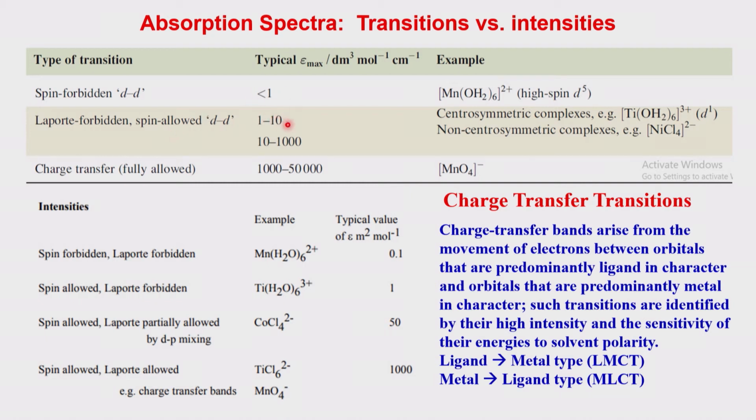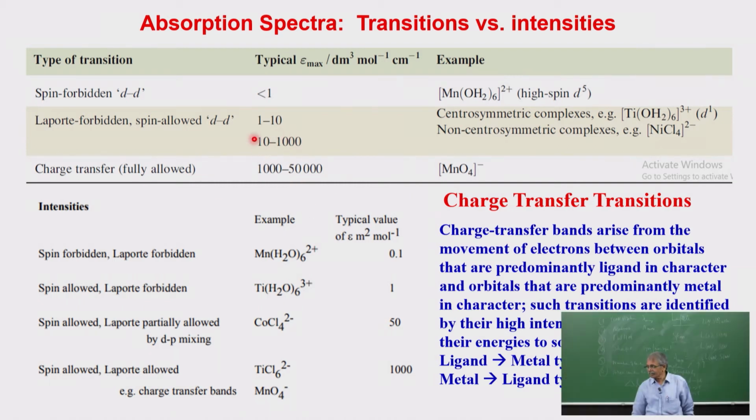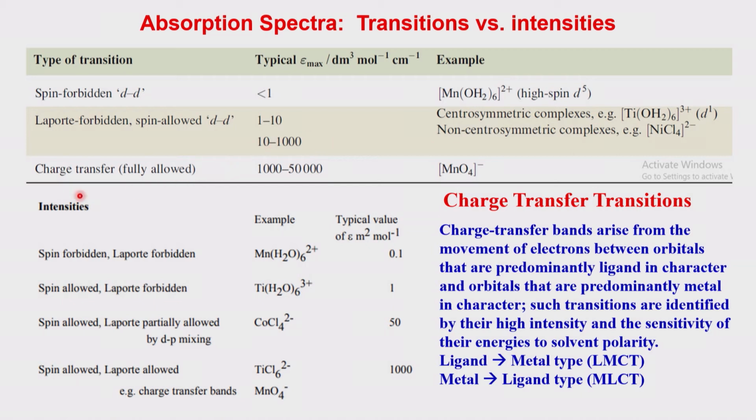And for centrosymmetric complexes, the intensity will rise by a little bit, but for non-centrosymmetric complexes, the intensity will be raised by much greater. Okay. So, 1 becomes 10, or instead of 10, it will become even 100 to 1000. So, non-centrosymmetric ones will give much greater intensities. Okay. And the other one is charge transfer. I will explain to you in a while.